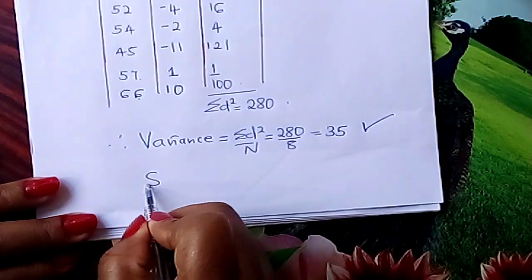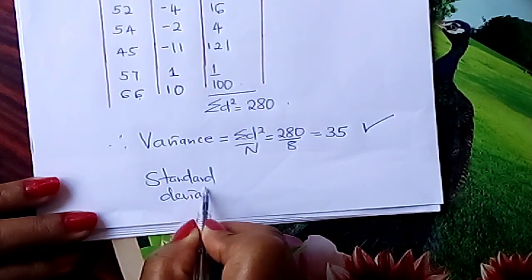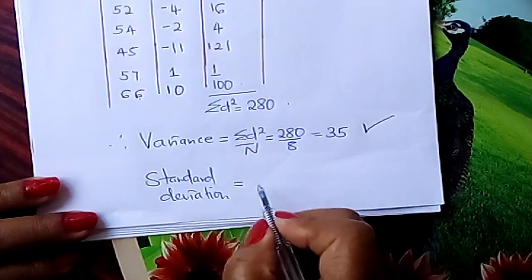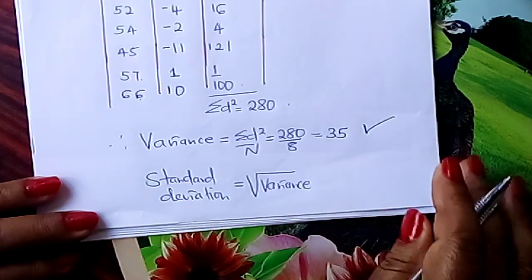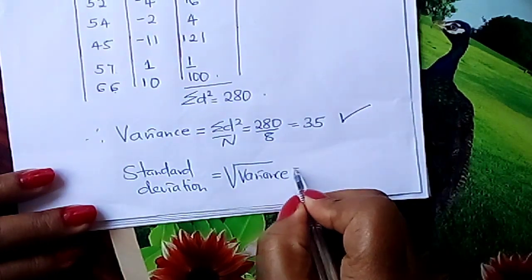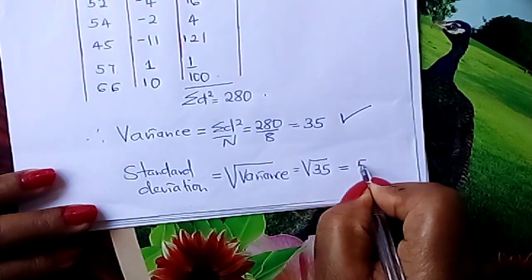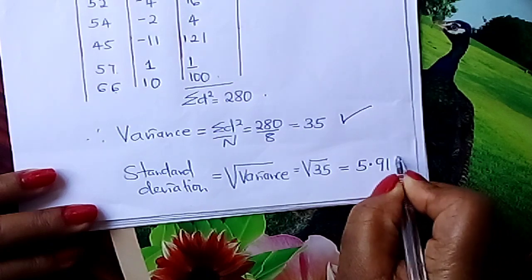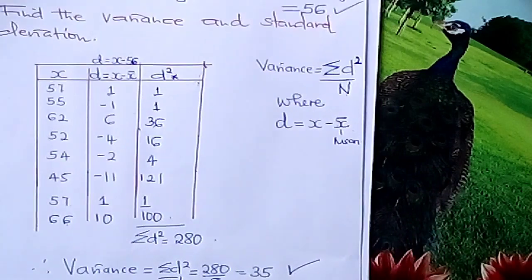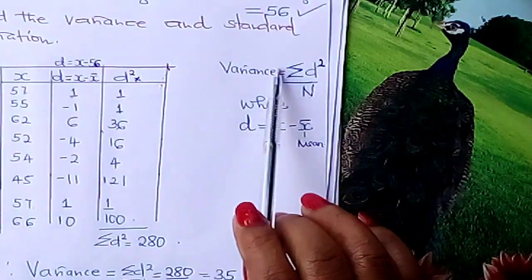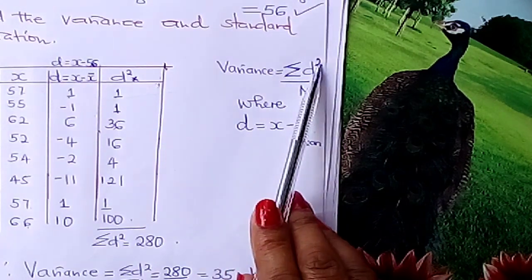If you are told to find what we call the standard deviation, learner, standard deviation is the same as the square root of variance. Just that, learner. You have the variance, get its square root, and therefore this is equal to the square root of 35, which gives us 5.916. This is our standard deviation. I hope I'm clear.